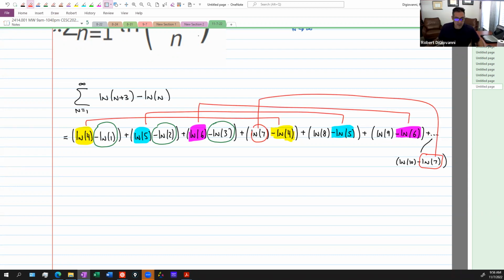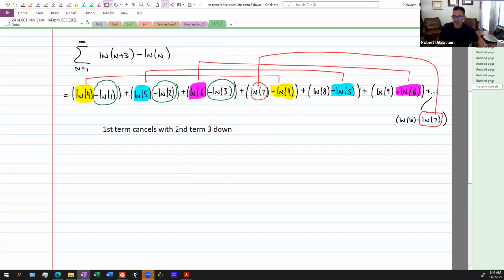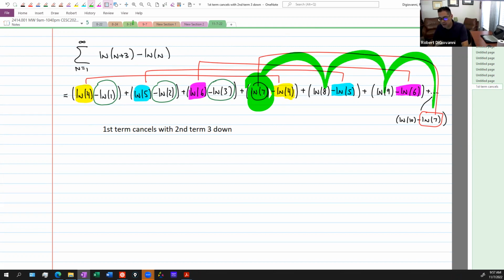So watch, I'm going to type something up and let's see if this makes sense to you. I'm going to say this in words. The first term cancels with the second term, three down. This first term here in this parenthesis cancels with the second term here, but how many elements downstream? We go 1, 2, 3 down. Does that make sense to you? Anywhere in the series, if you want to know what's happening, go to the first guy. Here's that first guy right there in green. That's a first term. It will cancel with the second term, but I have to go 3 down from that. So I go 1, 2, 3. Here's the 3 down, and then there it is, the second one.